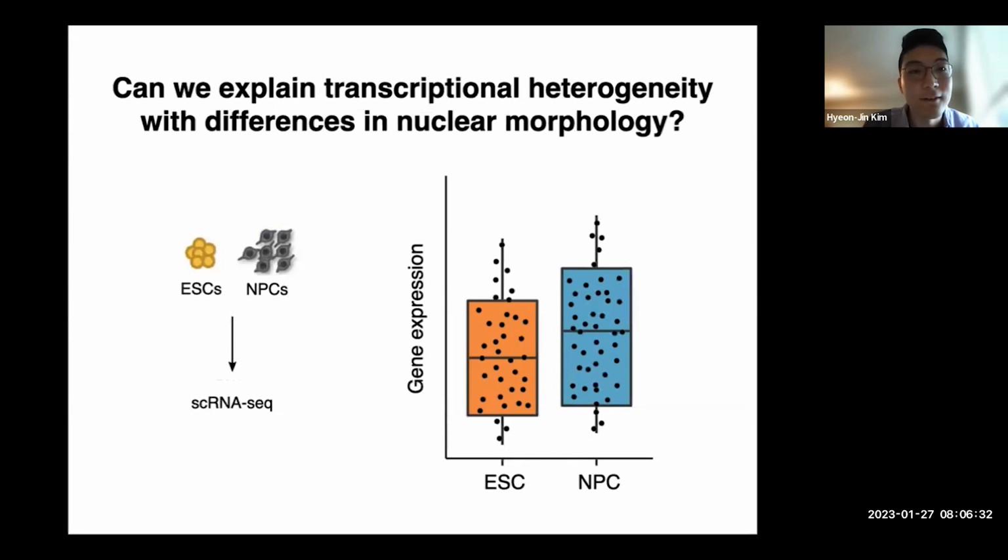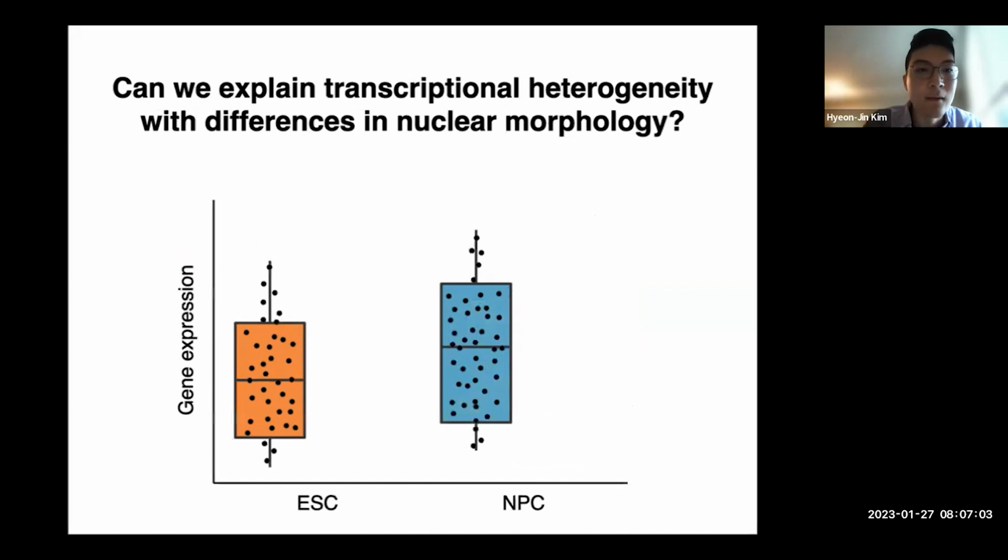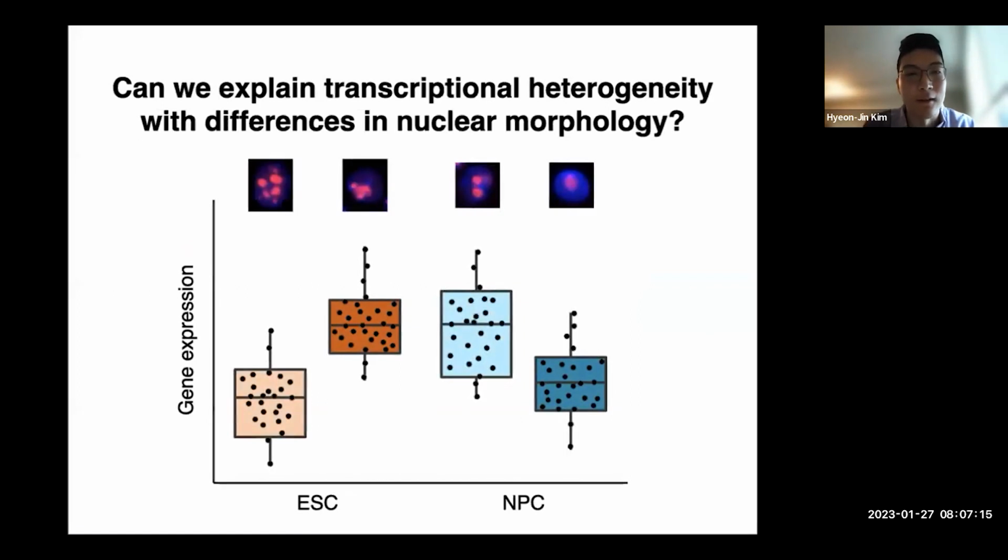So one of the questions we would like to answer is, can we explain some of the transcriptional heterogeneity we see in our single cell RNA-seq data with differences in nuclear morphology in our images? As you can imagine, if you were to do a single cell RNA-seq on embryonic stem cells and neuroprogenitor cells, you'll see that the gene expression patterns are widely variable. But if you were to have some sort of image-based phenotypes along with the gene expression profiles, you can imagine some genes can be further divided into different morphological bins, and that the morphological information can explain some of the variation we see in gene expression.